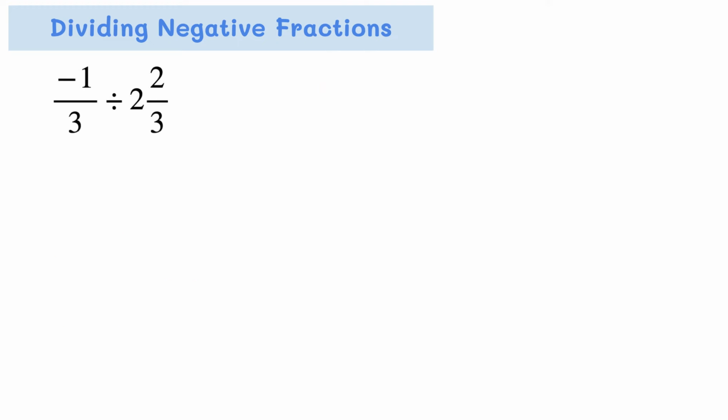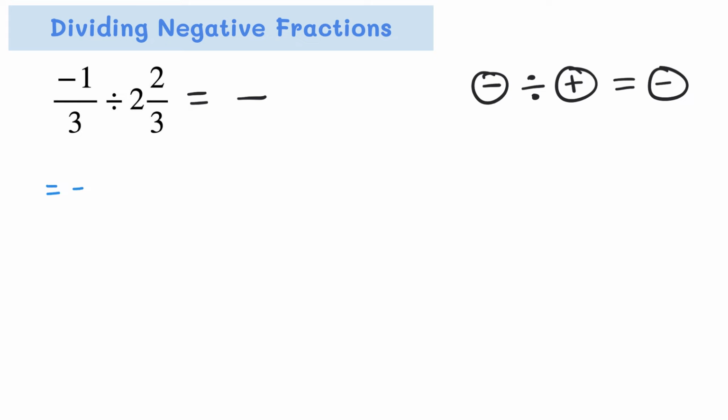All right, so let's take a look at our last example. We've got negative 1 over 3 times 2 and 2/3. So again, I have a negative number divided by a positive number. So negative divided by positive is going to give me a negative answer. So I know my answer is going to be negative, so I could just put my negative sign here. So I know that my answer is negative.